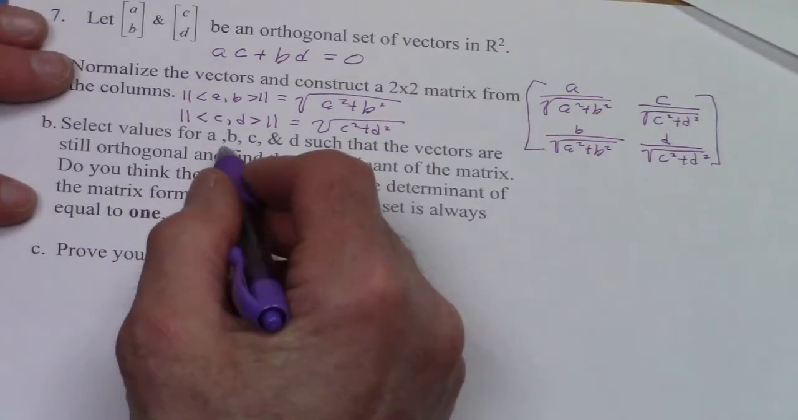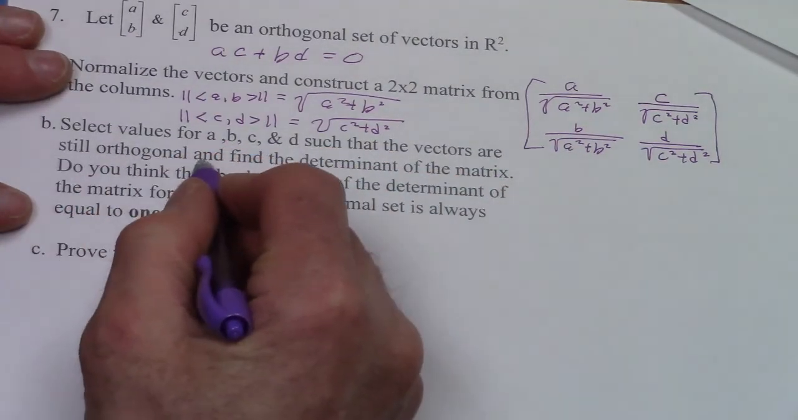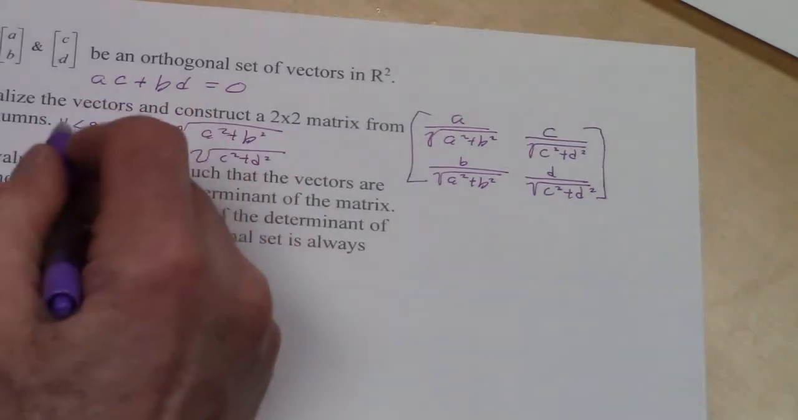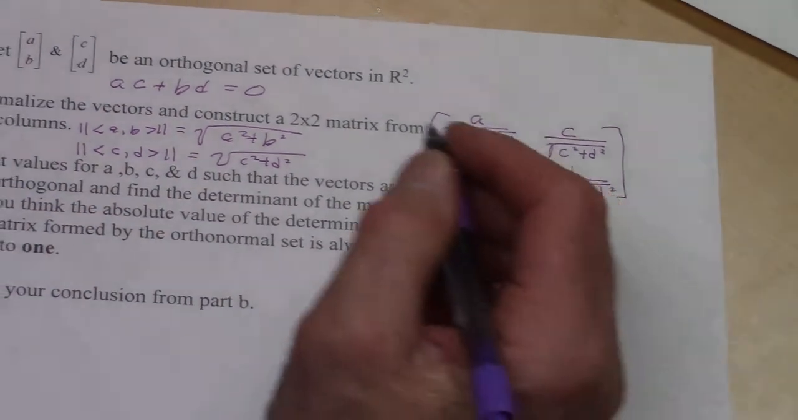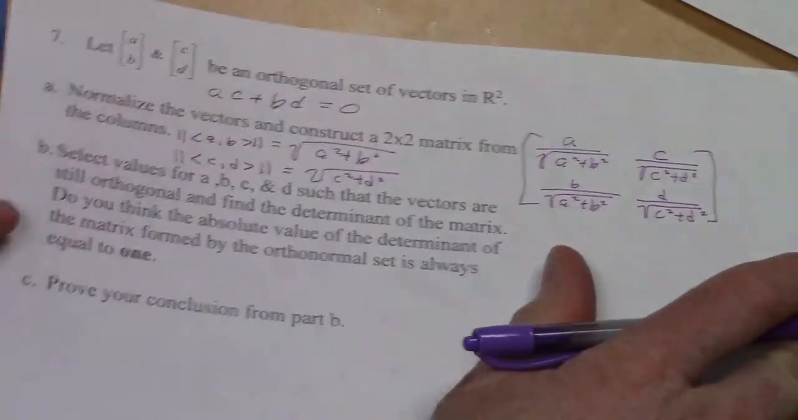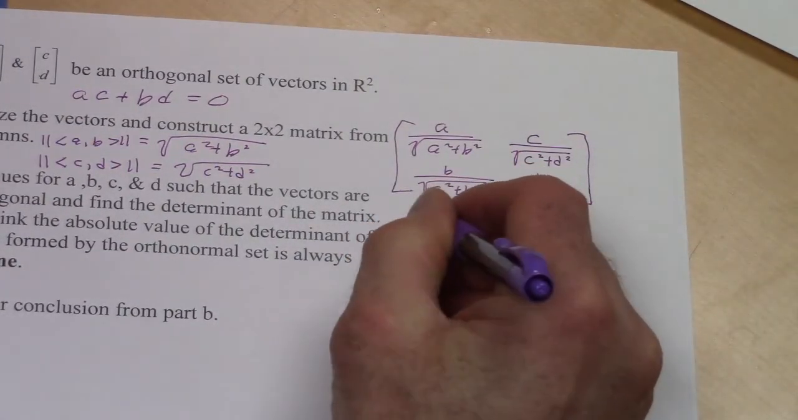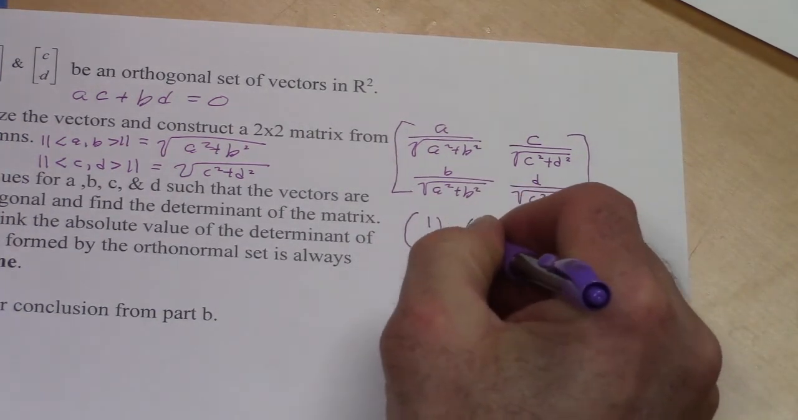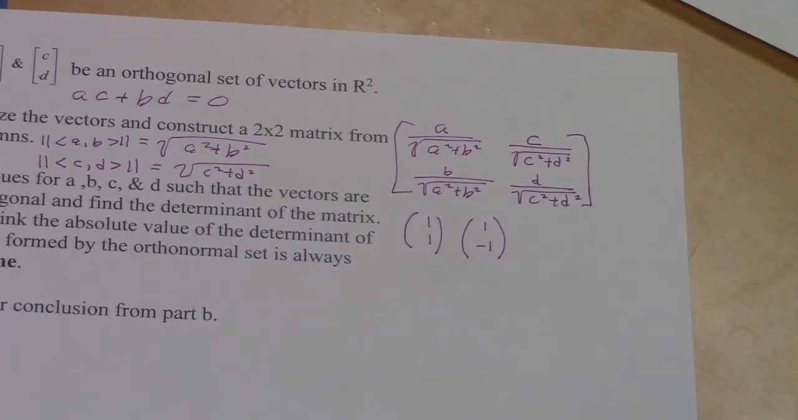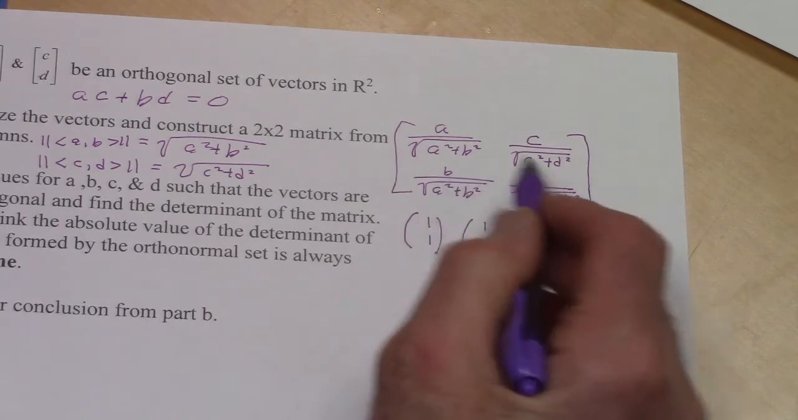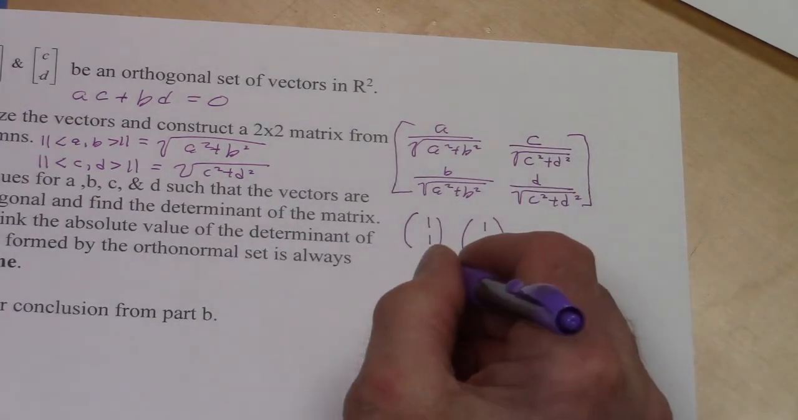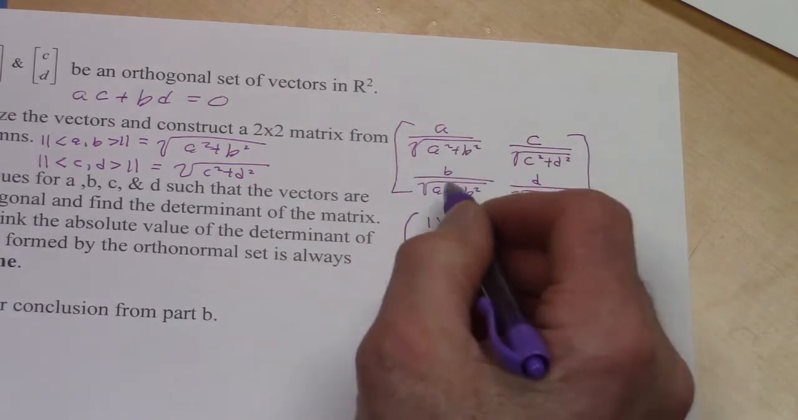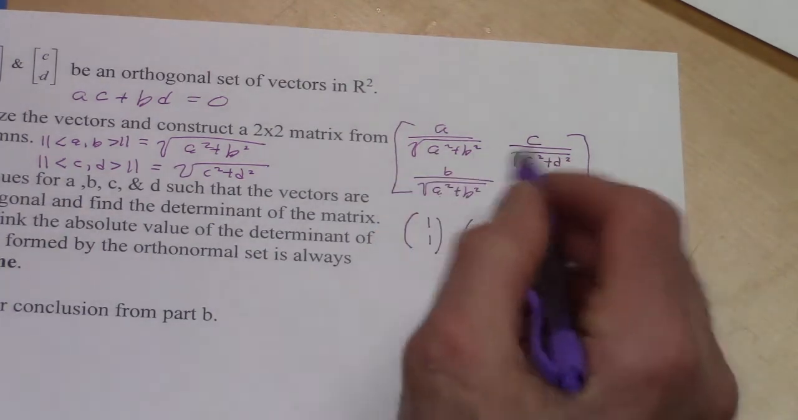Next it says to select values for A, B, C, and D such that the vectors are still orthogonal and find the determinant of the matrix. So we could pick very simple values. For example, if AB was the vector 1, 1, then a perpendicular to that would be 1, negative 1. Those are perpendicular. So if we put in 1 for A, B, and C, and negative 1 for D, the denominator of each of those would be 1 squared plus 1 squared, and 1 squared plus negative 1 squared. Those are all going to be the square root of 2.